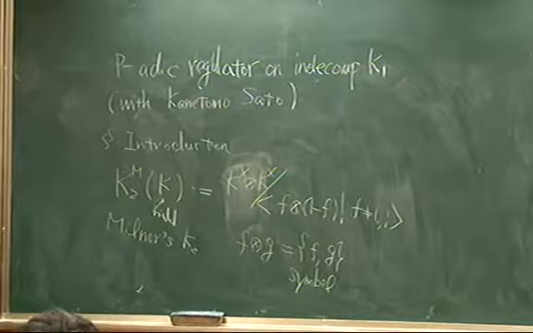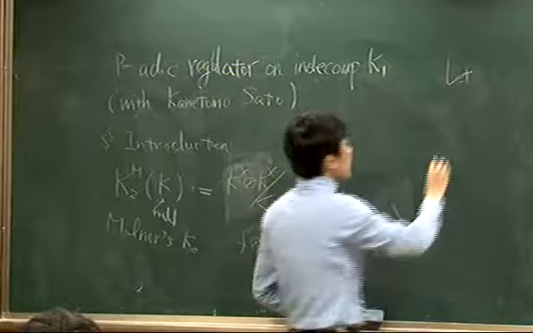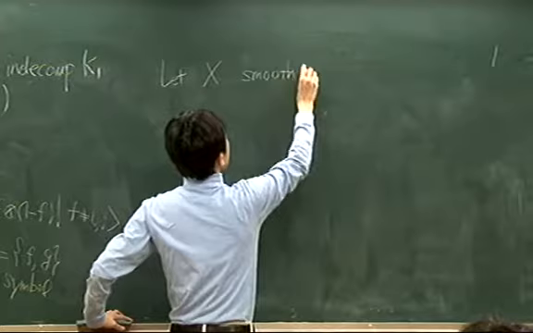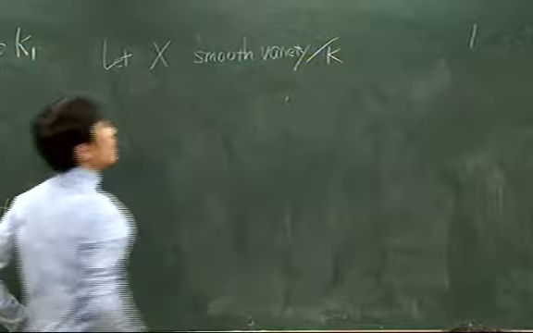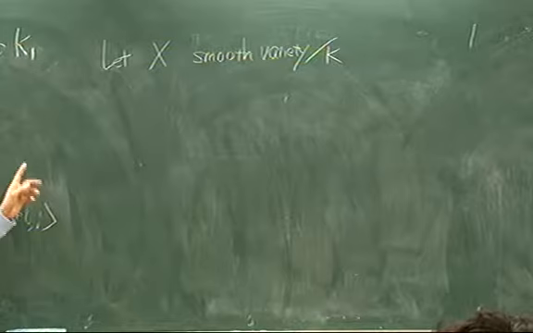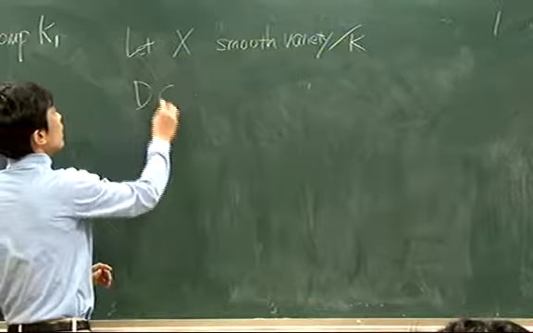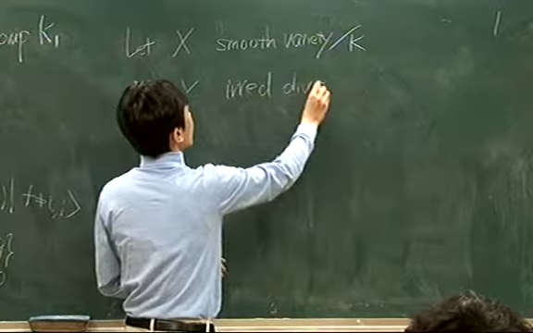Right. Now we introduce K1 or K-cohomology of schemes. So let X be a smooth variety over a field K. Keep in mind X is a surface and K is a p-adic local field, but for a moment we work over an arbitrary smooth variety. And let D be an irreducible divisor, namely a codimension one subscheme.